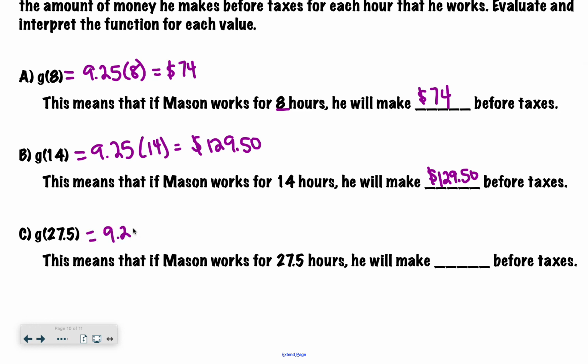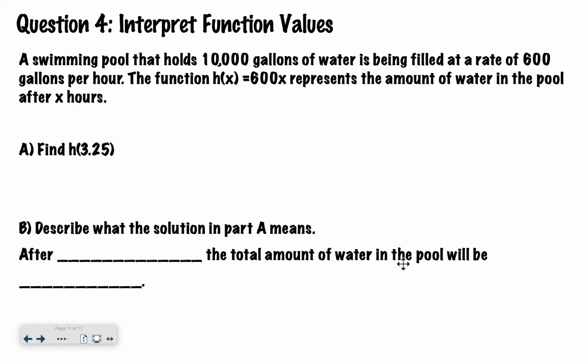27.5 hours, then he would earn, that's 254.375. But money, we only ever care about 2 decimal places, so I need to cut it off, but I need to round. So this 5 is going to make that 7 become an 8. So it'd be 254.38. So $254.38 is how much he'll make before taxes.